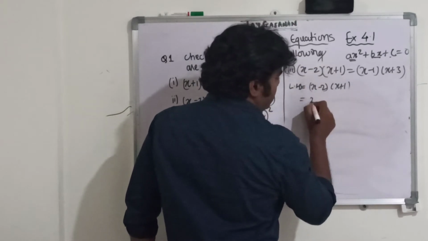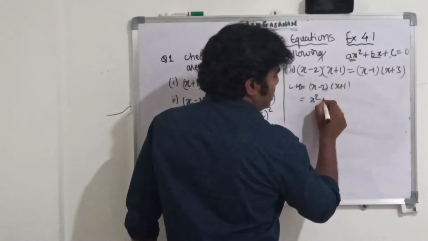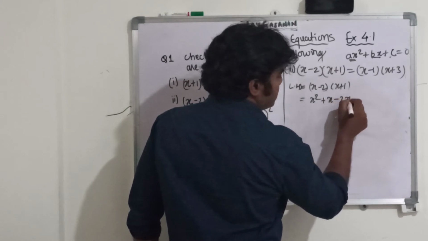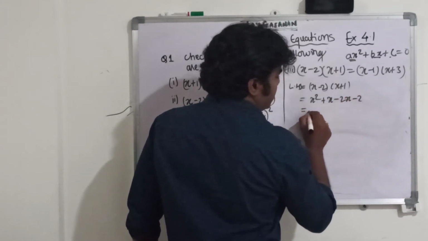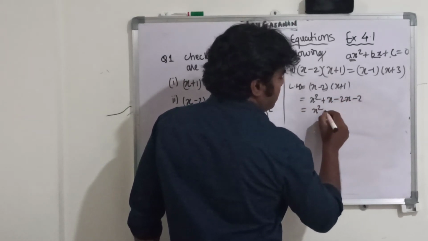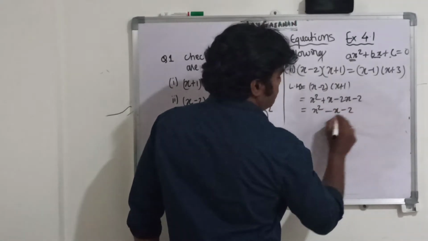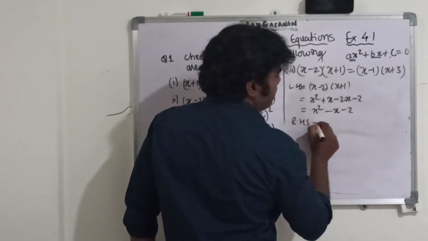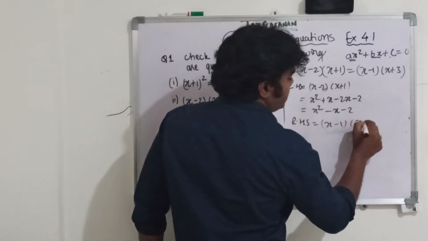But let us directly do x square plus x minus 2x minus 2. This can be x square minus x minus 2. This is LHS. RHS will be equals to (x minus 1)(x plus 3).